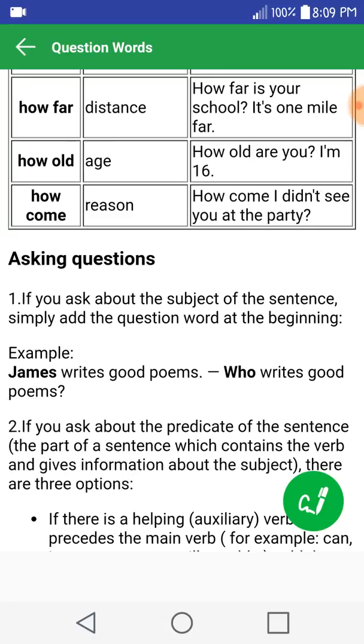All right. So after that, we have how old. We use how old for the age. How old are you? I'm 16. After that, we have the last word. How come? We use it for a reason. How come I didn't see you at the party?